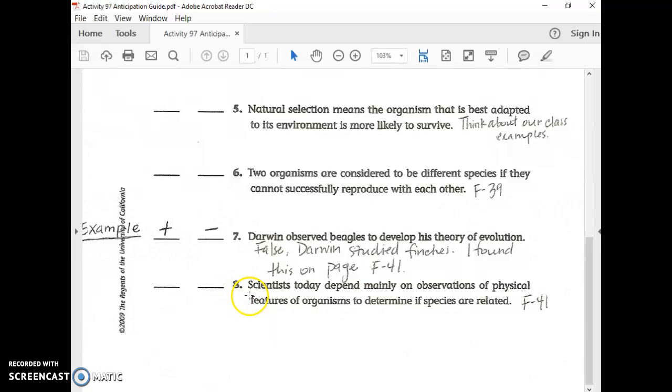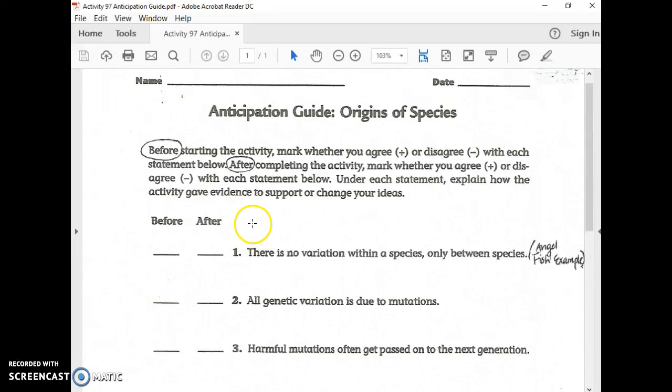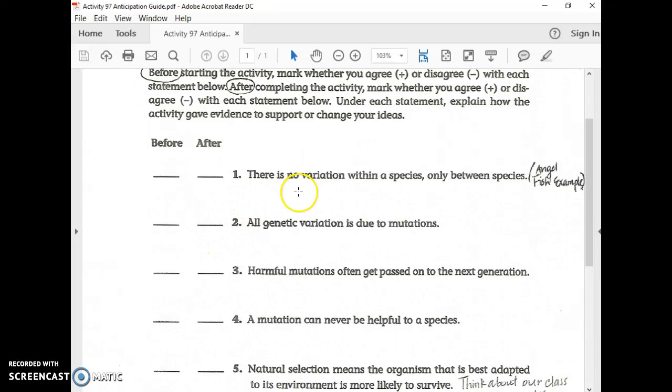And then number 8, scientists today depend mainly on observations of physical features of organisms to determine if species are related. And again, make your prediction in the before column. Now you'll go back through and you will read the textbook in Activity 97. After you read the textbook, you will come back and you will do the after column with a brief explanation below each one and where you found it.